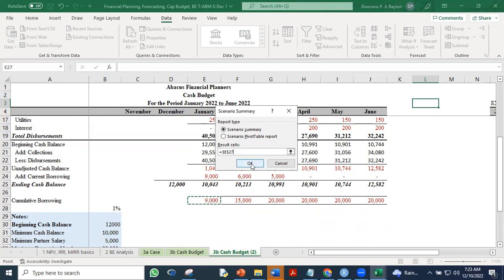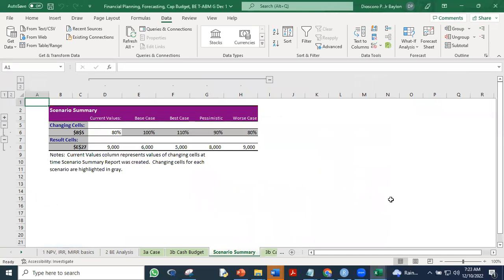So if I click OK, it will now create this one, a scenario summary. So this is the best case, a base, best, pessimistic, and worst. So it's telling us that in the base case, the initial borrowing for January will be 6,000. If it's best case, there will only be 5,000 initial borrowing. Pessimistic case, 8,000. And the worst case, on the first month alone, there will be 9,000. Okay, and this is very flexible.